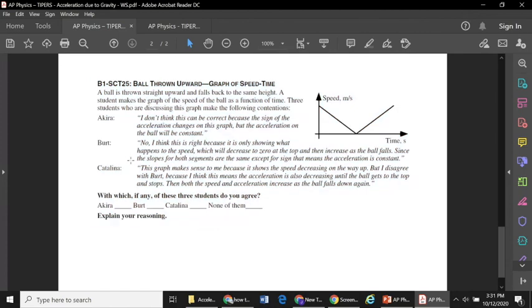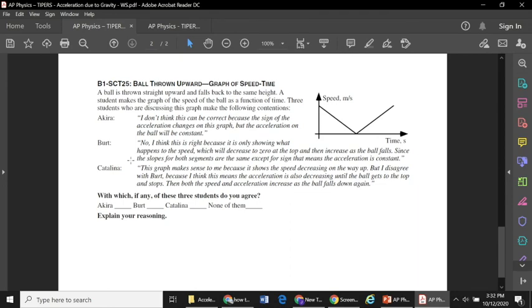Bert says, no, I don't think this is right because it is only showing what happens to the speed, which will decrease to 0 at the top and then increase as the ball falls. Since the slopes for both segments are the same except for the sign, that means the acceleration is constant. It's pretty compelling. Catalina says, this graph makes sense to me because it shows the speed decreasing on the way up. But I disagree with Bert because I think this means that the acceleration is also decreasing until the ball gets to the top and stops. Then both the speed and the acceleration increase as the ball falls down again.